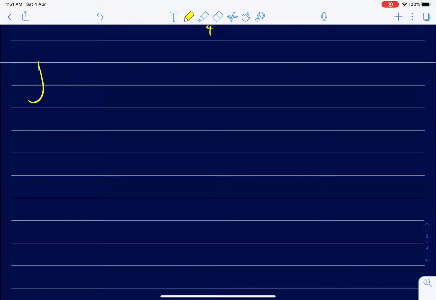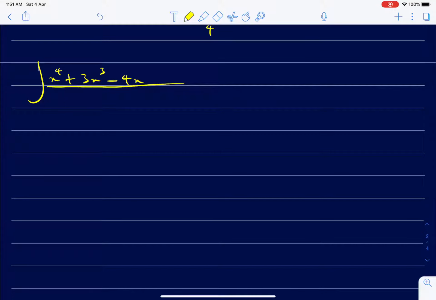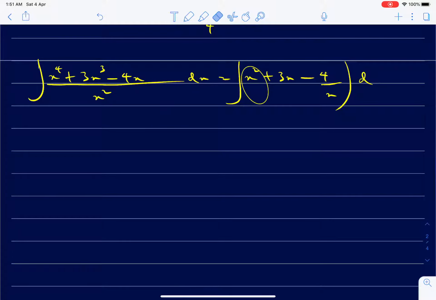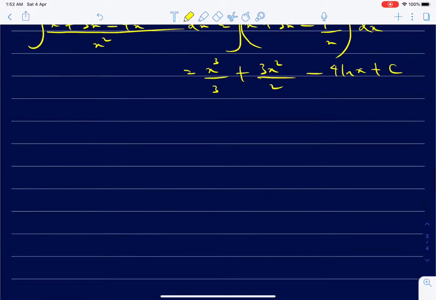The next is evaluate the integral of x raised to the power 4 plus 3x cubed minus 4x, divided by x squared, with respect to x. This is the same as the integral of x squared plus 3x minus 4 over x with respect to x, and that's the same as x raised to the power 3 over 3 plus 3x squared over 2 minus 4 ln x plus c. We know that the integral of 1 over x is ln x, so that's minus 4 ln x.